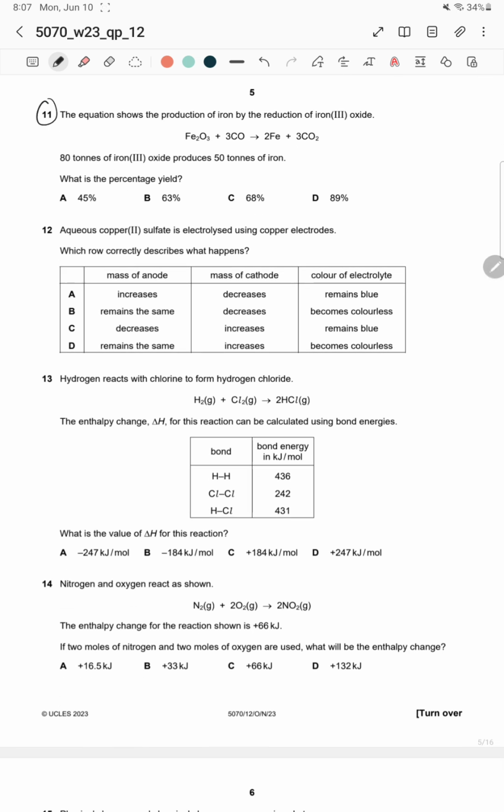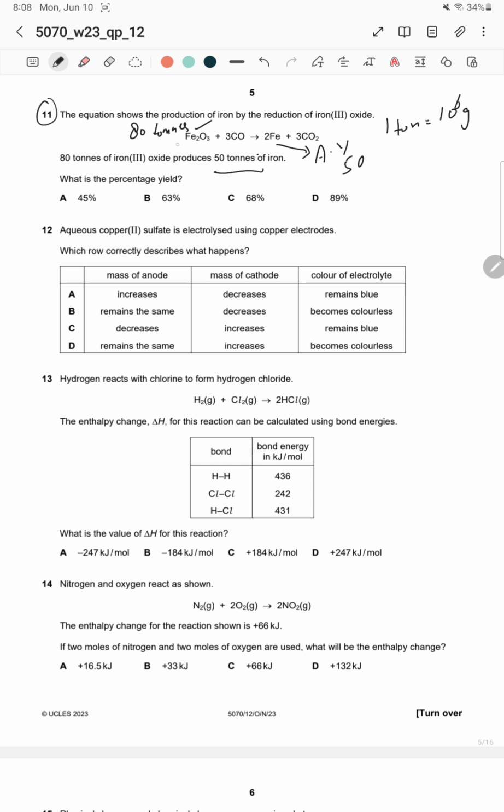Question 11, again from moles and stoichiometry. The topic is the percentage yield of a substance. What is the percentage yield? You are given 18 tons of iron oxide. So 1 ton equals 10 raised to power 6 gram. So you know how to do it. You have to calculate the percentage. 80 tons of iron oxide produces 50 ton of iron. So what happened, dear students? Here you are given the actual yield of iron, that is 50 ton.